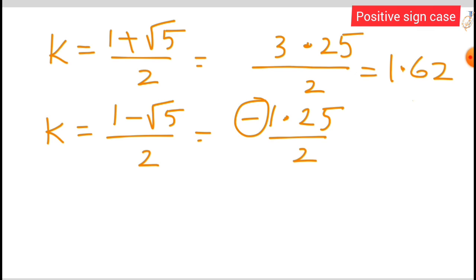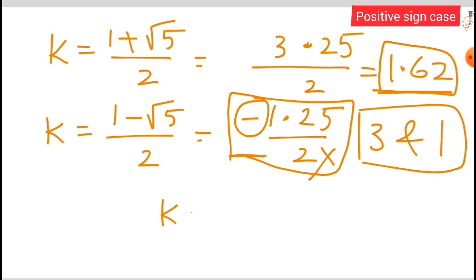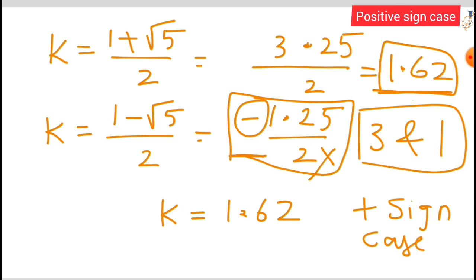Starting with what you observe, the k value should be positive and it lies in between the two slopes, that is 3 and 1. So the k value should be in between 3 and 1. But here we are getting a negative value, so this value we are not considering. So our k value is 1.62. It is in the positive sign case. Now we need to check the negative sign case.